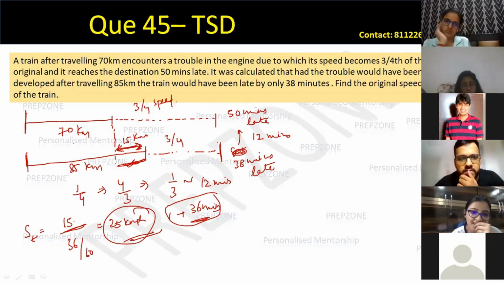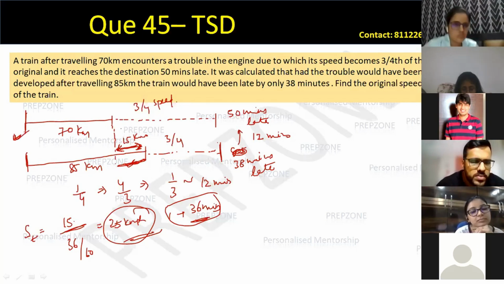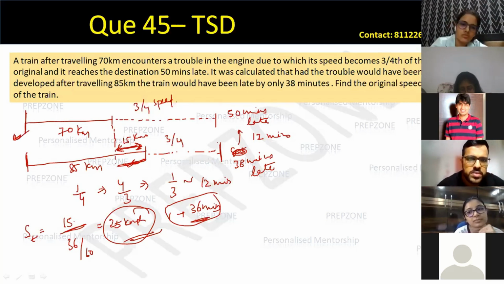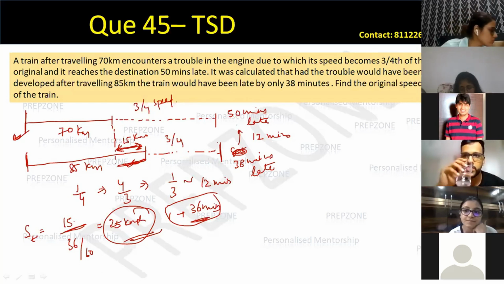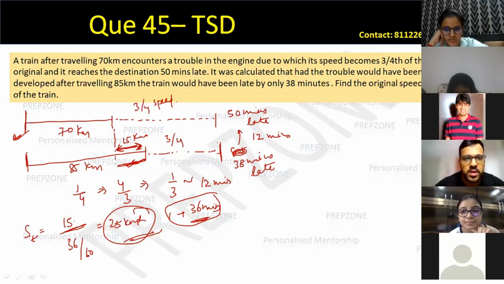70 and 85. Okay. So see, the case number one is the train travels for 70 kilometers and then its speed reduces by 3/4 and it reaches 50 minutes late. Second case is, if the problem is 85, then it reaches 38 minutes late. Okay, so if I just compare these two scenarios, I get the difference is only in this 15 kilometers. In the second case, my train is traveling at the normal speed. In the first case, the train is traveling at 3/4 of its speed, which means speed is decreased by 1/4.